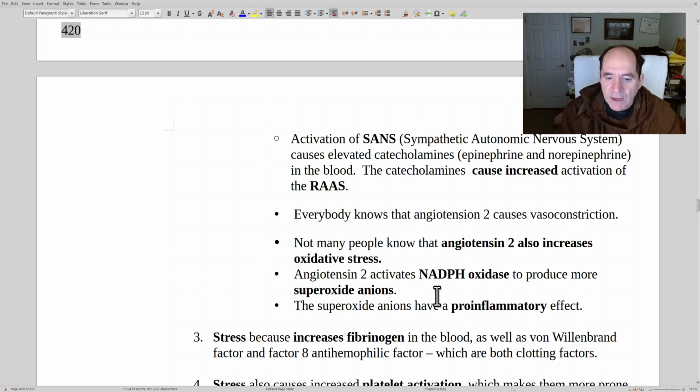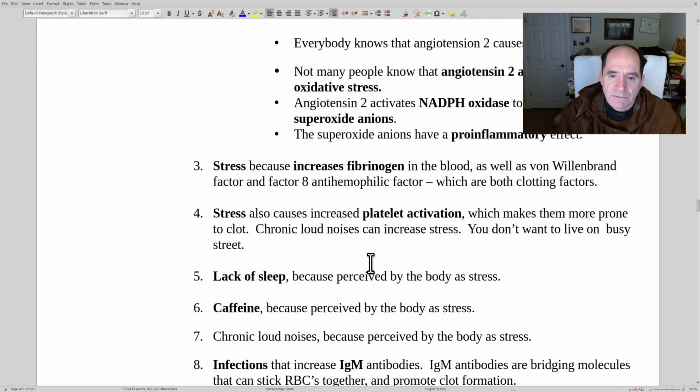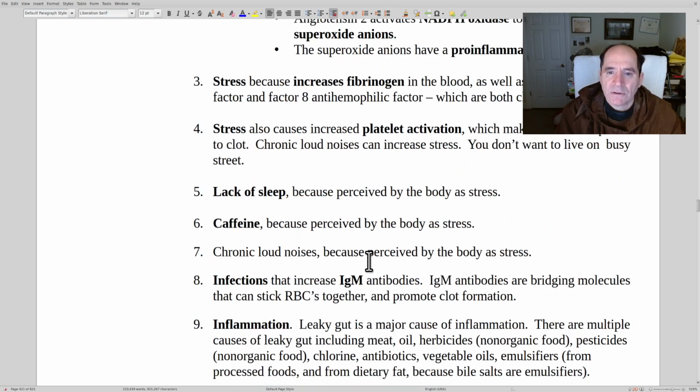That's from eating high-fat foods. Some of the high-protein foods are prone to that as well. Stress increases fibrinogen. It also increases von Willebrand's factor and factor VIII antihemophilic factor. Yeah, they're all prothrombotic. They all increase the risk of clotting. Excessive dietary sodium can also activate platelets. Another prothrombotic effect. Things that are stressful, whatever they might be, even like really loud noises, they can generate a stress response and make the blood a little more prothrombotic.